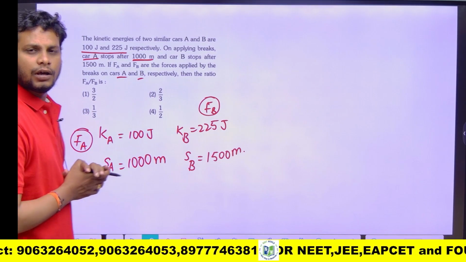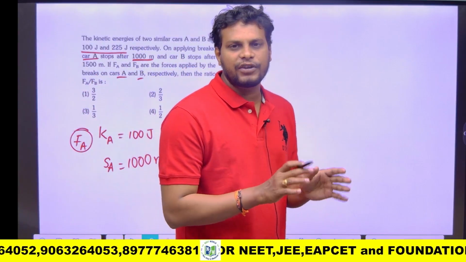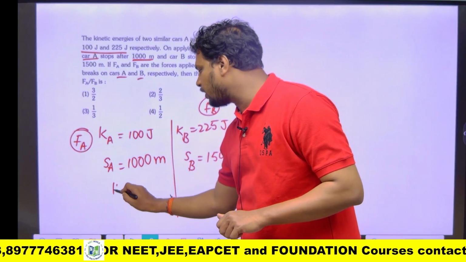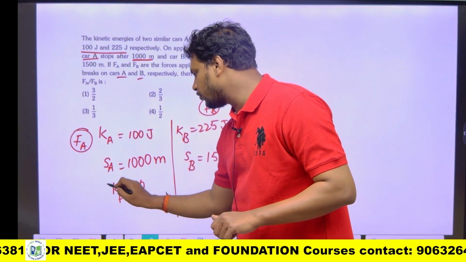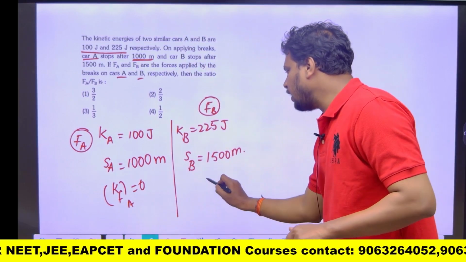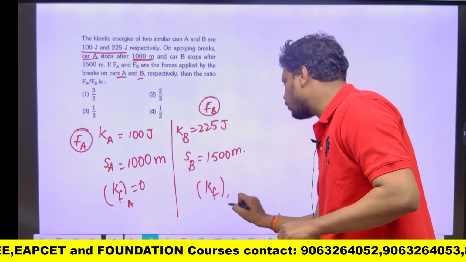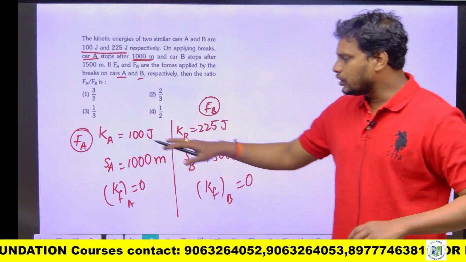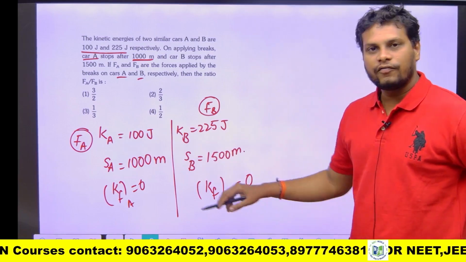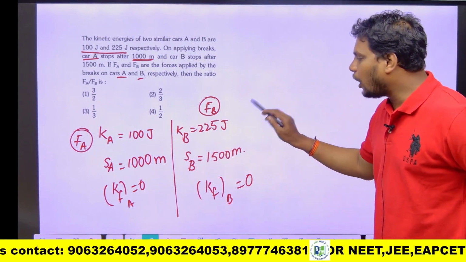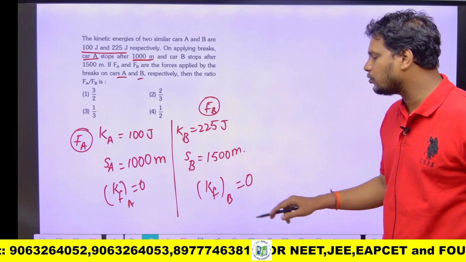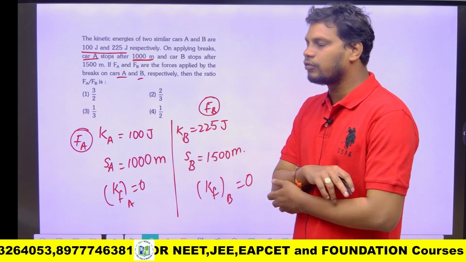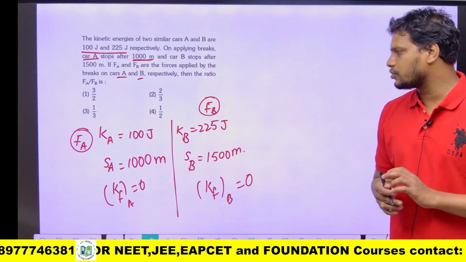Now listen, whenever the car is going to stop, its final velocity is 0, so the final kinetic energy of car A is 0, and the final kinetic energy of car B is also 0 because both the cars are going to stop. Initial kinetic energy of car A is 100 joules, final is 0. For car B, initial kinetic energy is 225 joules, final is 0. The displacements are also given, and we have to find the ratio of the forces.